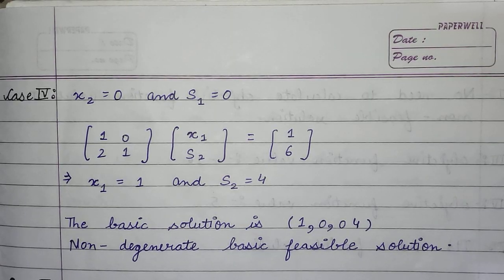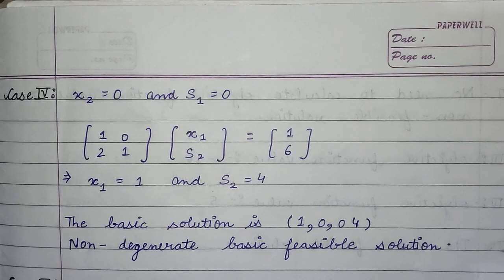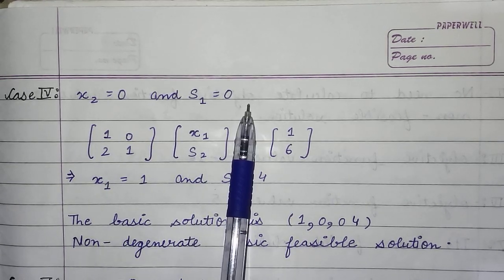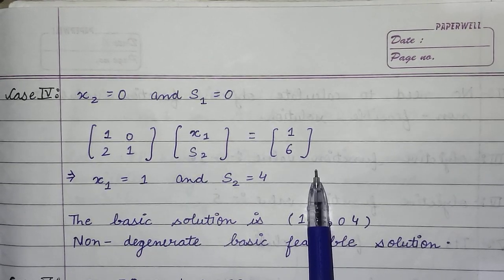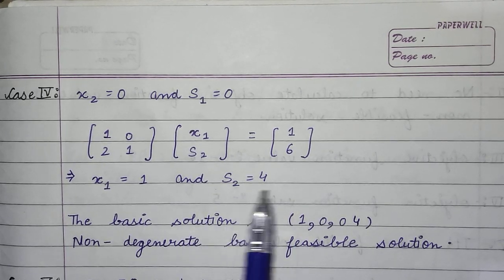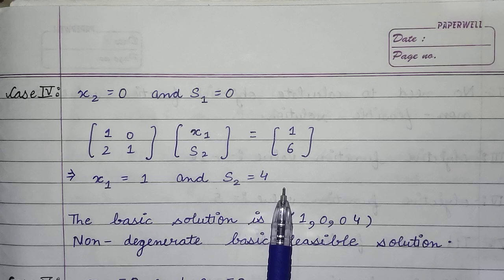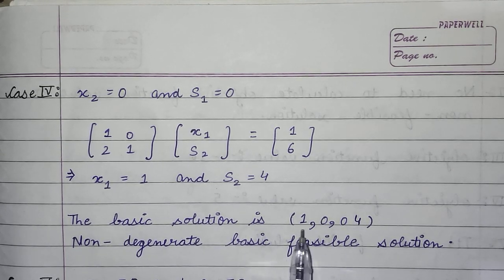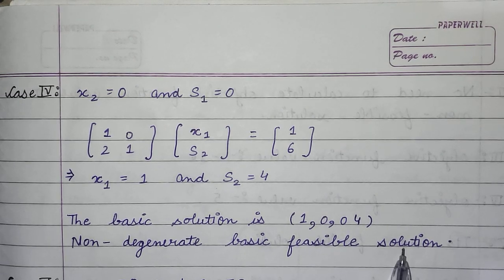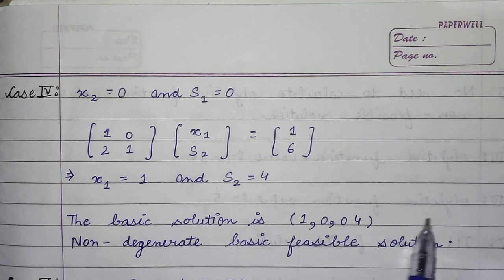Next we will take case number 4. In case 4, we take x2 equals 0 and s1 equals 0. For this case, our matrix is this, and if we solve it, we get x1 equals 1 and s2 equals 4. So for case 4, the basic solution is (1, 0, 0, 4). Again, our solution is a non-degenerate basic feasible solution, because our basic variable values are greater than 0.